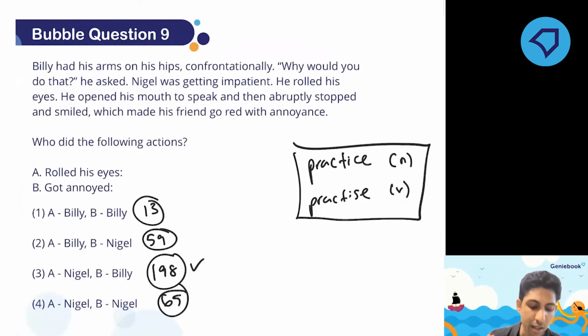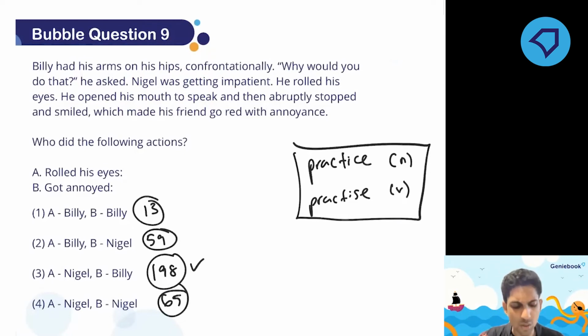Okay. Billy had his arms on his hips confrontationally. So he was standing there like, hey, hey, that kind of confrontation, like you want to fight someone. A confrontation is a not very peaceful way of speaking to another person. When you confront somebody, you're like, hey, what's your problem, man? It's not a nice, peaceful conversation, okay? So when you have a problem with someone, don't say, I want to confront him. No. The better way is, I want to speak to him. I want to find out what's the misunderstanding. And then we'll work it out.